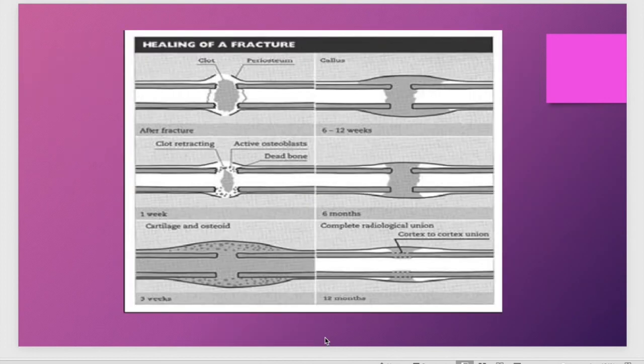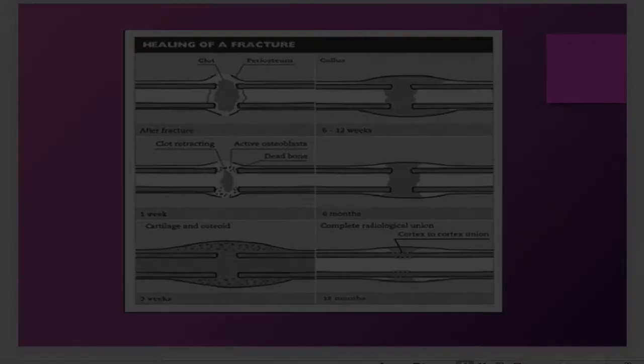And then here, our last thing is just another picture. So again, you have a blood clot, you get the callus to form, eventually it's replaced with cartilage, and then you get bone built from that cartilage model in that area so that your fracture is healed.